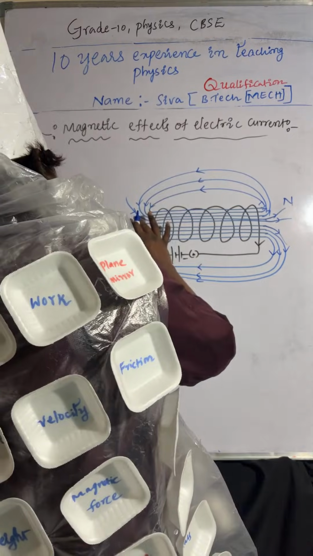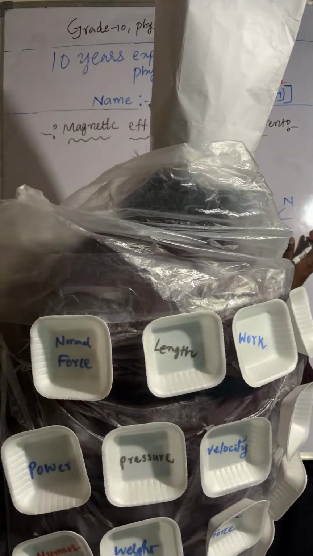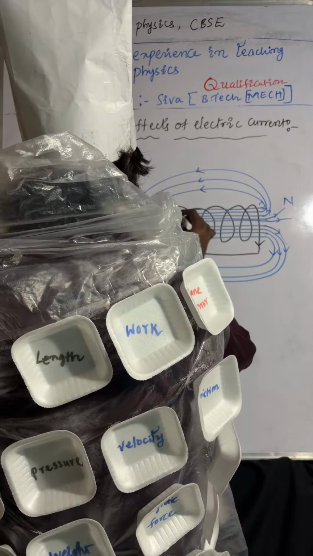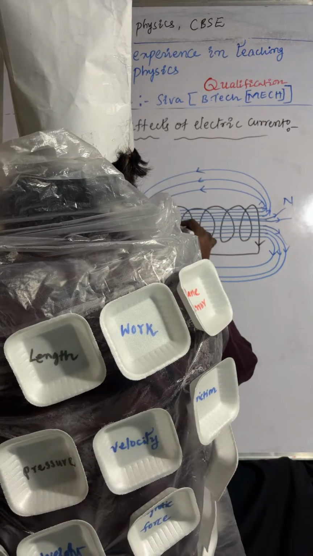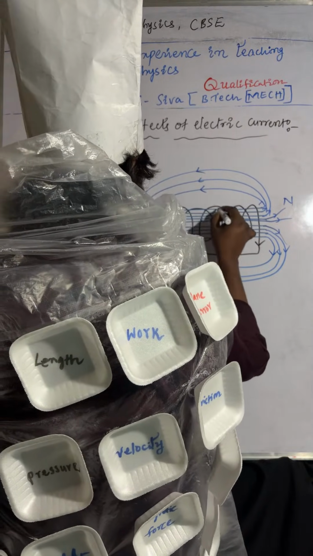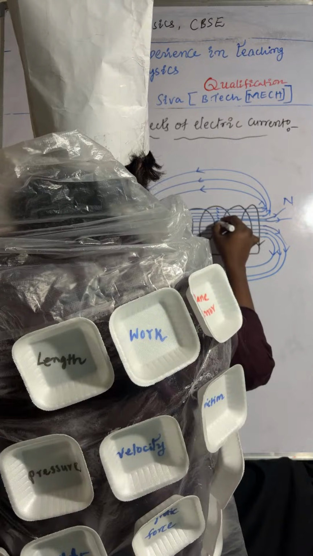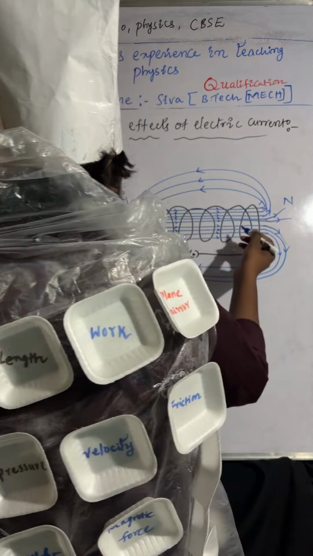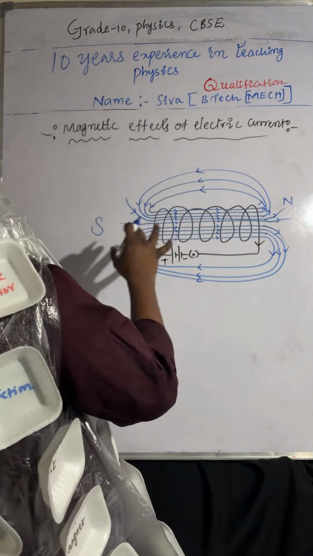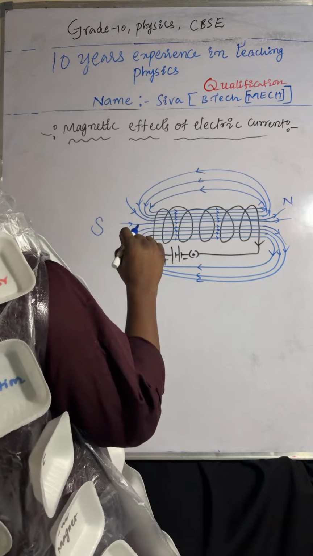Now you can observe here: this side I am taking south, this side I am taking north. At the center a uniform magnetic field will be created. Uniform magnetic field will be produced inside. Understood or not? Inside, a uniform magnetic field will be there.